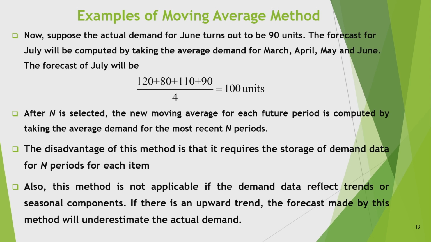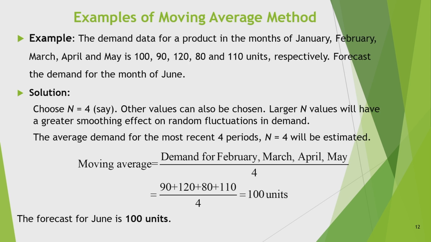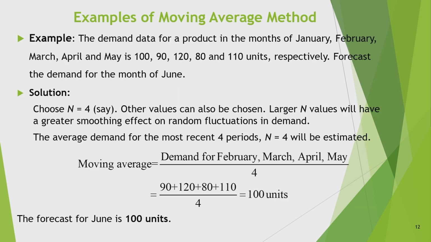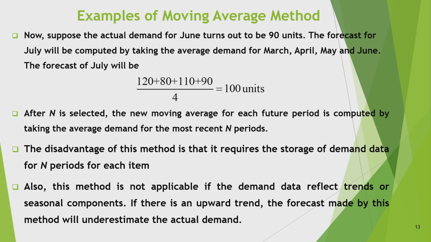Now, you have to take the past 4 months. So, it starts from March: 120 plus 80 plus 110 plus 90 divided by 4, that means 100 units. So, earlier also we took 100 units. Now, this is also coming 100 units, okay, because we had taken that way.